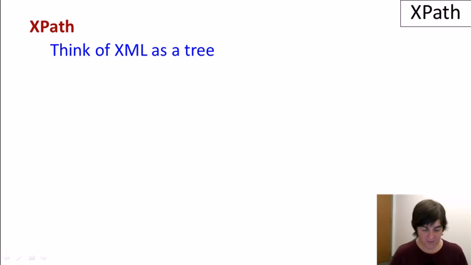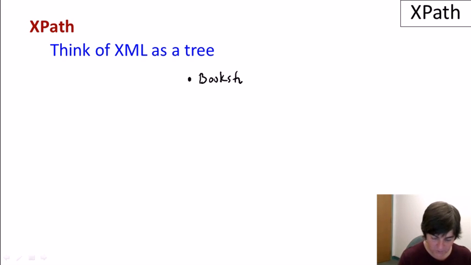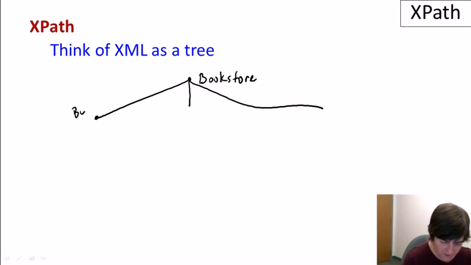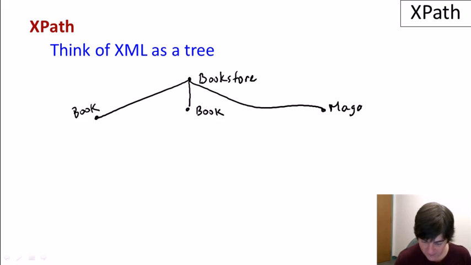To understand how XPath works, it's good to think of the XML as a tree. So I'd like you to bear with me for a moment while I write a little bit of a tree that would be the tree encoding of the bookstore data that we've been working with. So we would write as our root the bookstore element, and then we'll have sub-elements that would contain the books that are the sub-elements of our bookstore. We might have another book. We might have over here a magazine.